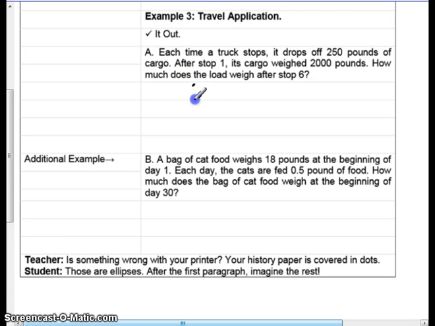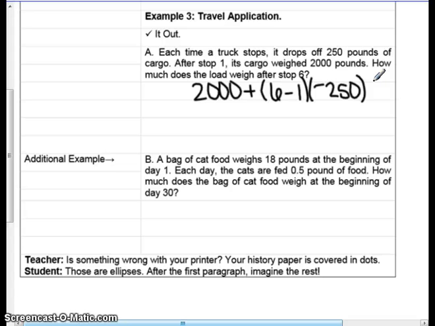So we're going to start with our first term, 2,000 pounds, and we're going to add the term we're trying to find minus 1 times negative 250, because it's dropping off 250 pounds each time. So let's go ahead and do that calculation. And I am getting 750 pounds would be how much it weighs.